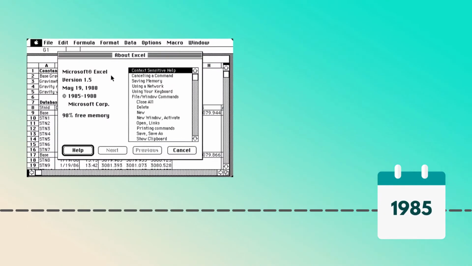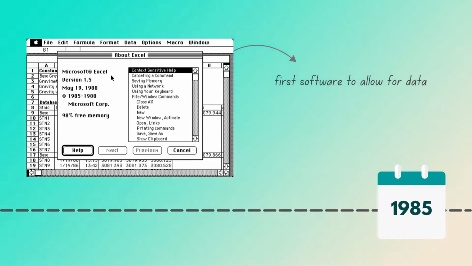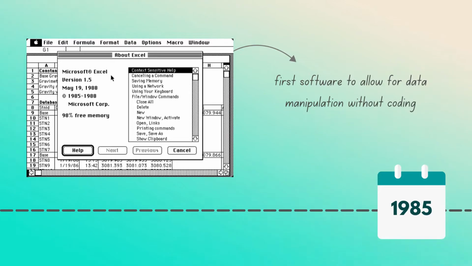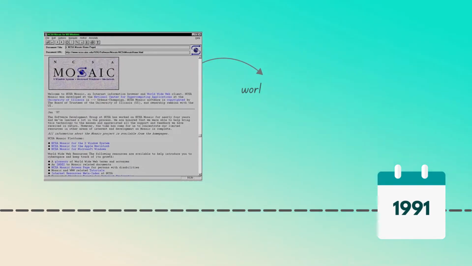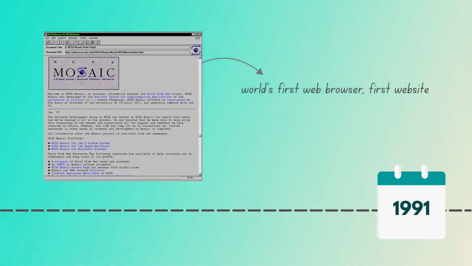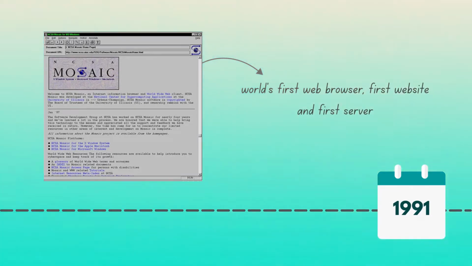3 years later, in 1985, the original version of Microsoft Excel was released. But why is this significant? Microsoft Excel was the first software that allowed for data manipulation without coding. Then came the early 90s. And in 1991 the world's first browser, the first website and server went live and revolutionized the World Wide Web forever. At that time only the people who knew HTML could build websites.